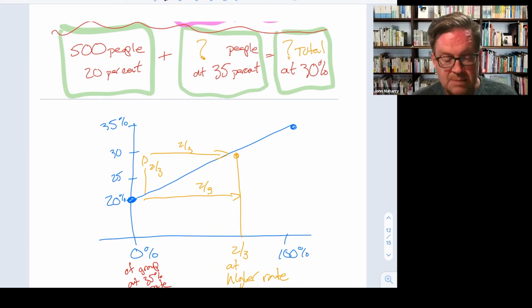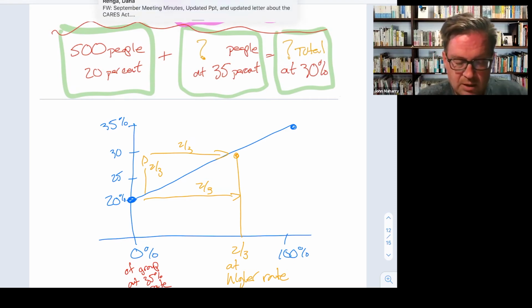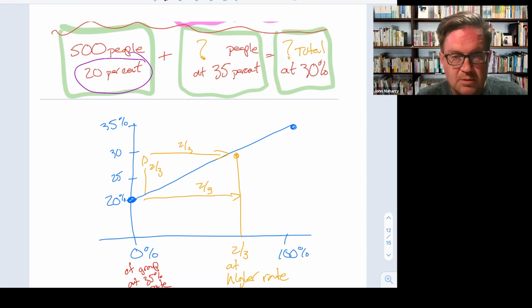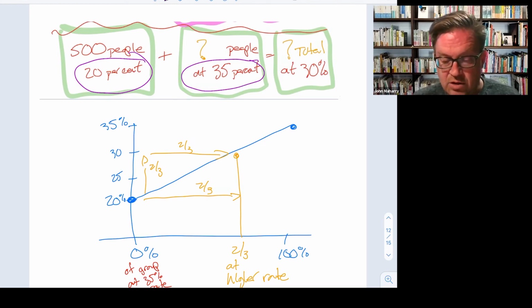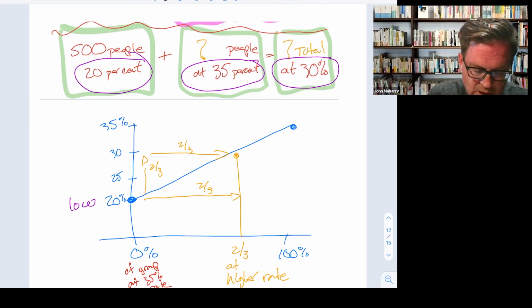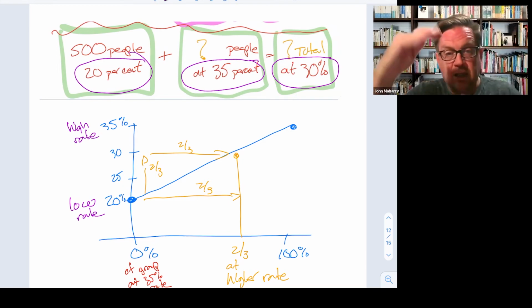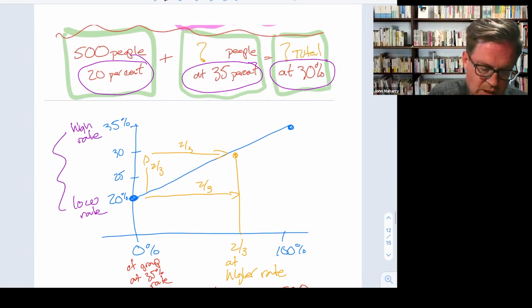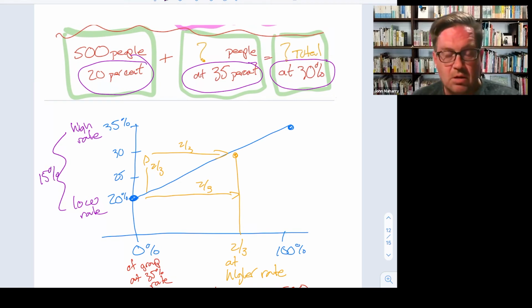And so here's that example we did in the previous video where we have 500 people and they are surveyed at 20%, or the 20% agree with the survey, or whatever the problem was. And we have another group of people at 35%, and the average or the mixture is 30%. So the low in this case is 20%. That's the low rate. The high rate is 35%. And so there's 15% between them, right? It can go up 15 percentage points.